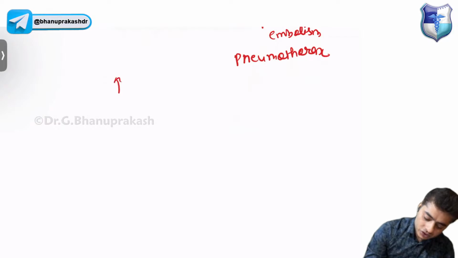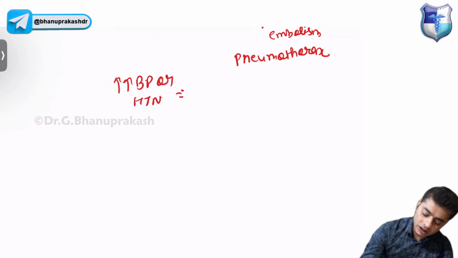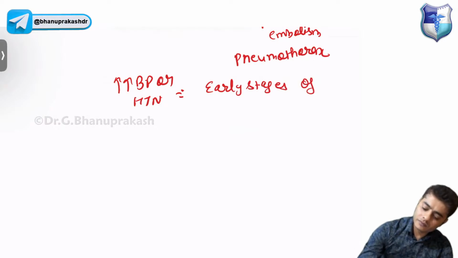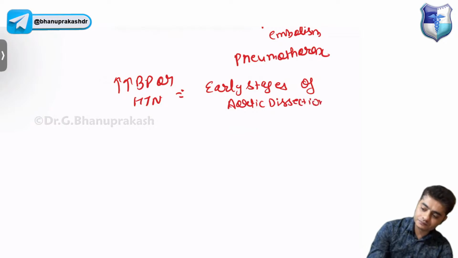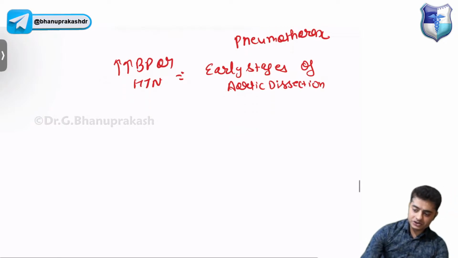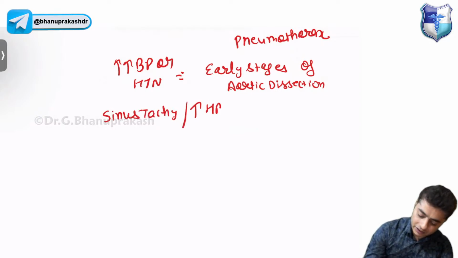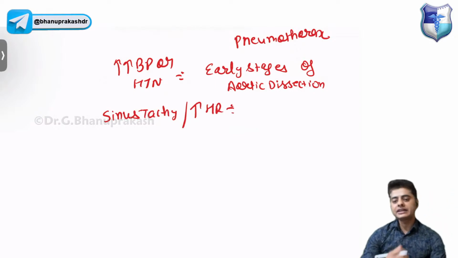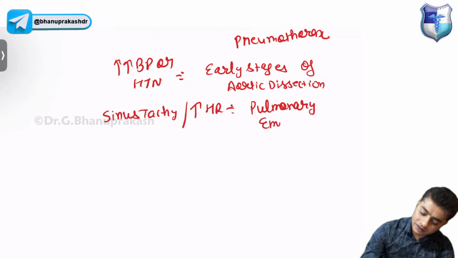After that, if a patient comes with increased BP or hypertension, and I have already told you that hypertension is a risk factor for aortic dissection, so it can mimic early stages of aortic dissection. Okay. Now here is a patient who comes to you with sinus tachycardia, sinus tachy on ECG, or increased heart rate. So what will you suspect if there is increased heart rate, sinus tachy? Pulmonary embolism.